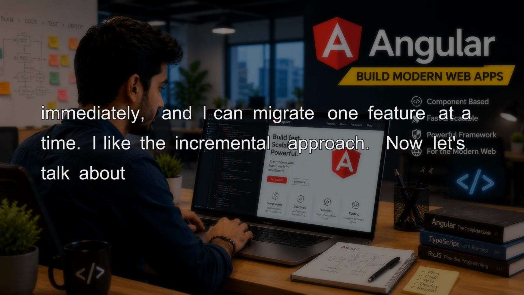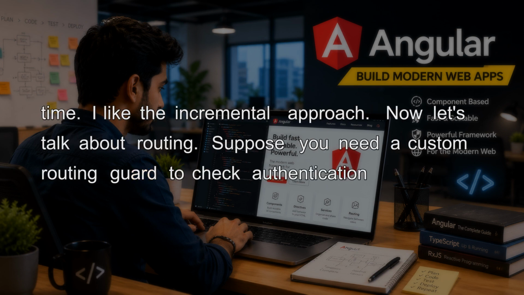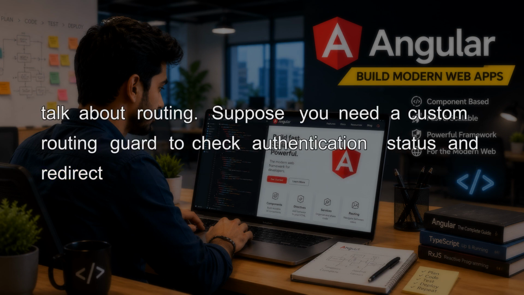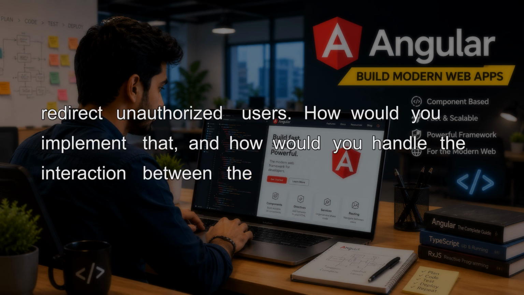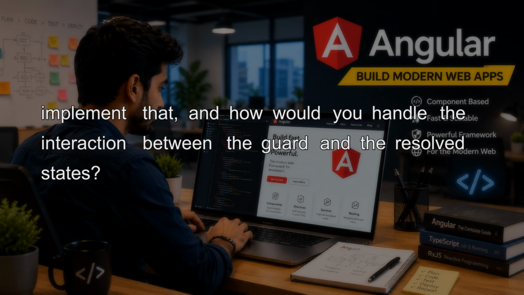Now let's talk about routing. Suppose you need a custom routing guard to check authentication status and redirect unauthorized users. How would you implement that? And how would you handle the interaction between the guard and the resolve states?